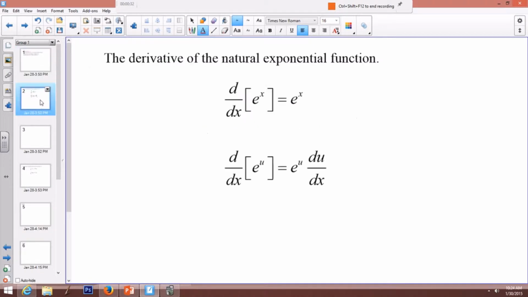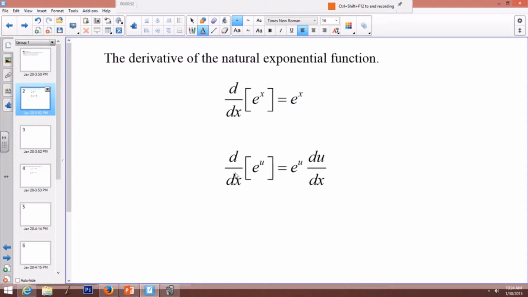exponential function. So first thing we want to talk about is the derivative of the natural exponential function. As you can see, they have two basic ones that talk about e to the x. The derivative of e to the x is going to be equal to e to the x. And I know that's a surprising result. We'll talk about why that is in a moment.